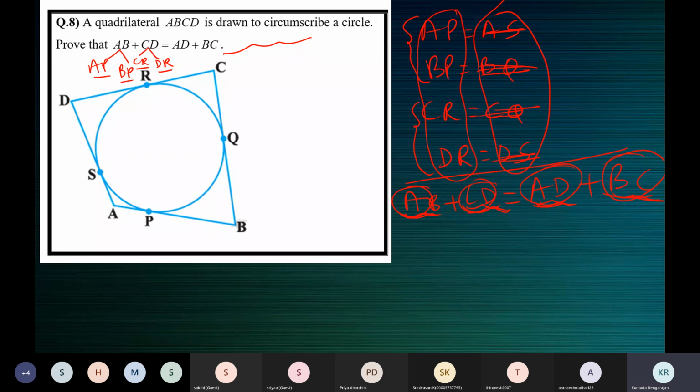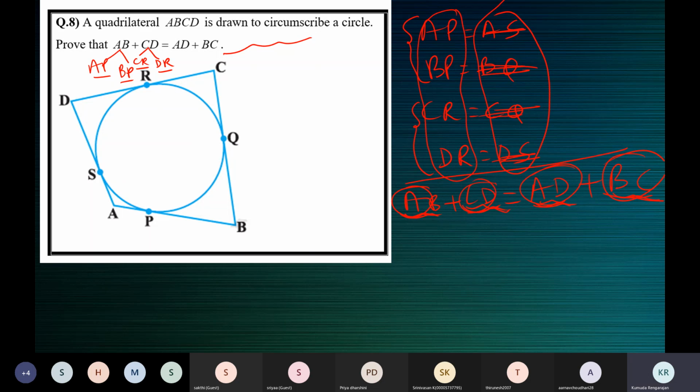Now here, ABCD is a quadrilateral. Suppose it's given that ABCD is a parallelogram. The question will be, for the figure is similar, okay? It will be like this: if ABCD is a parallelogram, prove that... given ABCD is a parallelogram, you must prove this result, okay? AB plus CD, that is, the sum of the opposite sides are equal. You should prove that result.